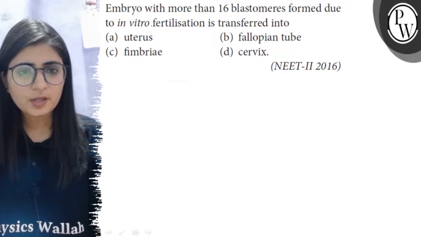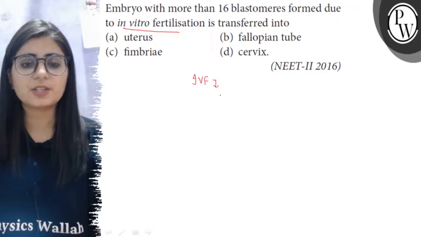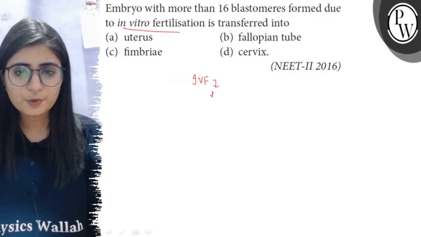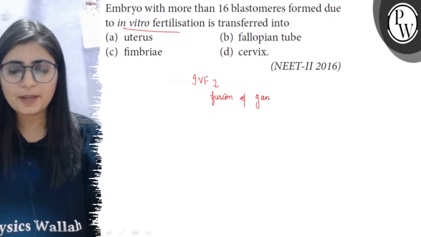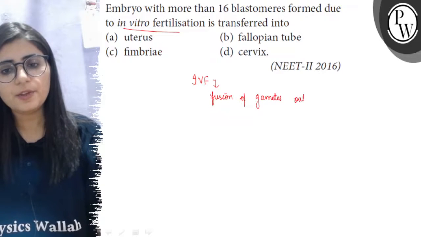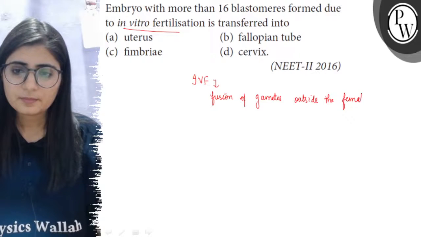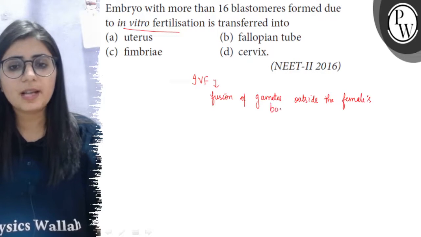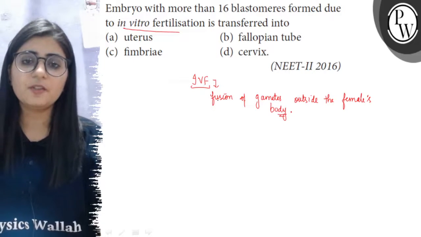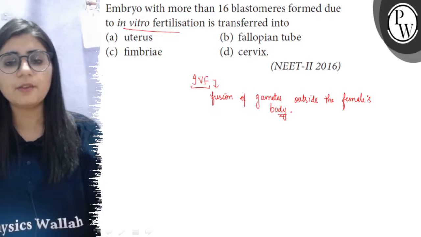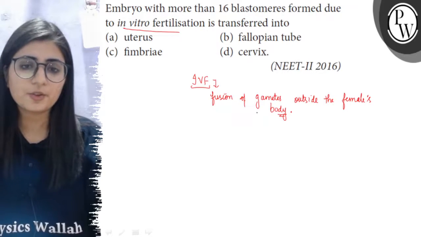So look, what is in vitro fertilization? IVF, or in vitro fertilization, involves the fusion or fertilization, so fusion of gametes outside the female's body in controlled laboratory conditions. So this is called in vitro fertilization. In vitro means in test tube. So here the fertilization is to be achieved in the test tube under controlled conditions.